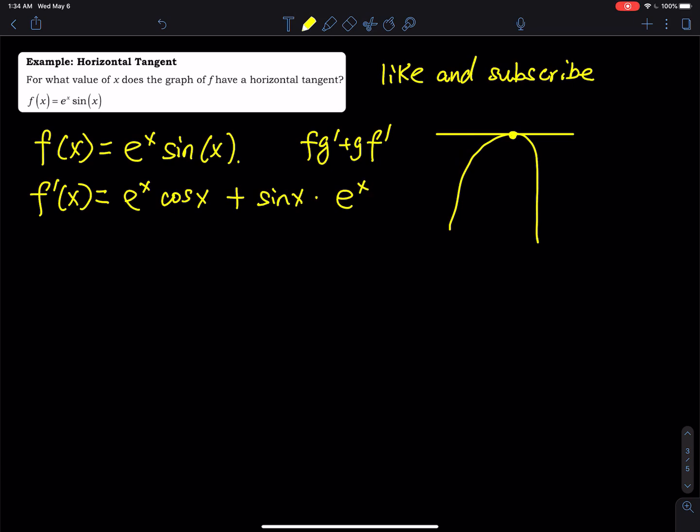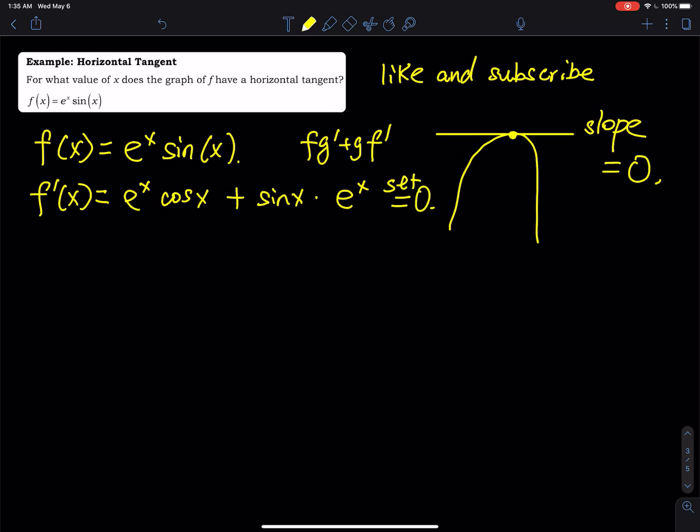Now, that brings you to the next interesting question. Horizontal tangent, the slope is equal to 0, right? So at this line, the slope is equal to 0. But how do you express that in your work? To express that, all you have to do is set the entire slope equal to 0, and then solve for x.